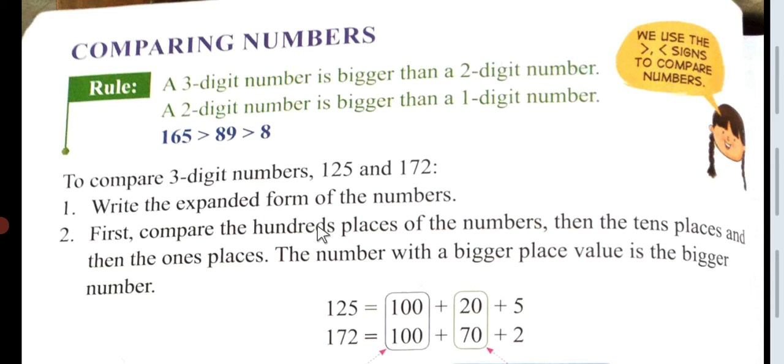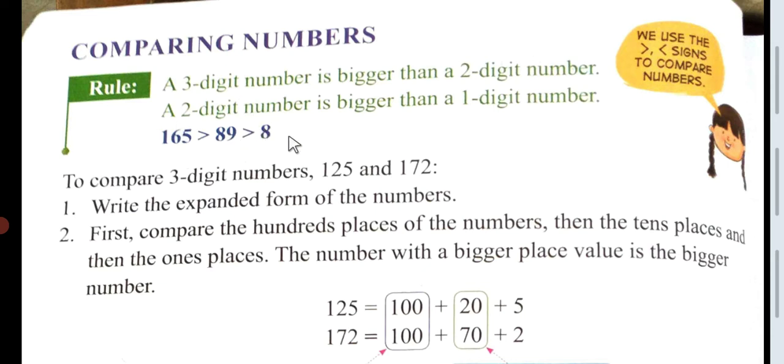So let's get back to our studies. Today in maths we have already started chapter number 1, numbers up to 200, but today we will start from page number 22, comparing numbers. The rule of comparing numbers is that a 3-digit number is bigger than a 2-digit number, as you all know, and a 2-digit number is bigger than a 1-digit number. For example, 165 is bigger than 89 and 89 is bigger than 8.